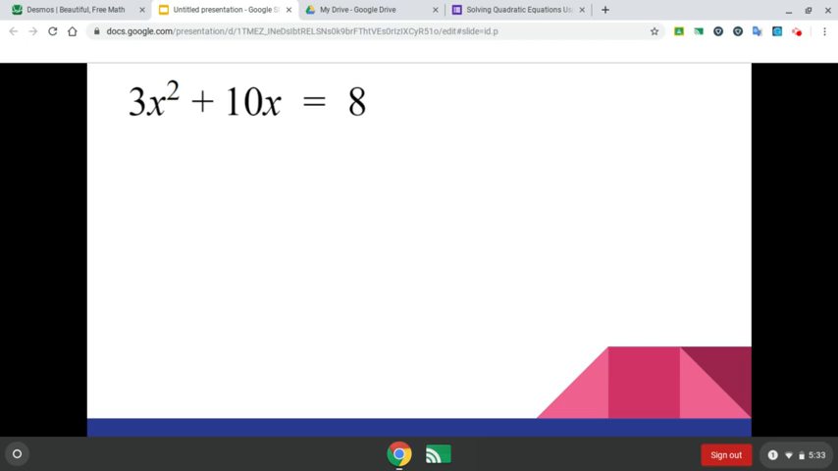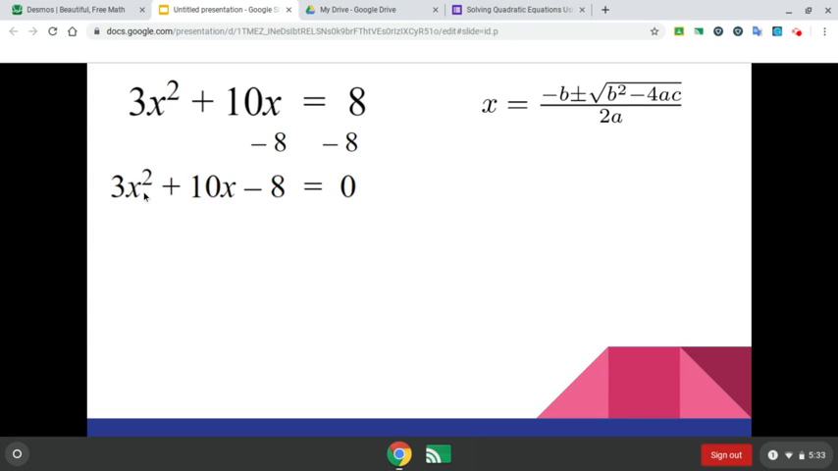So start off by writing your equation, and then to use the quadratic formula, we want the equation set equal to 0. Right now it's set equal to 8, so we want to subtract 8 from both sides. And these are not like terms. I can't subtract them, so I'm just going to tack that term onto the end. It's going to be 3x squared plus 10x minus 8 equals 0.